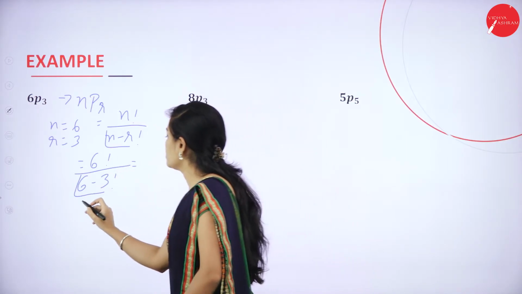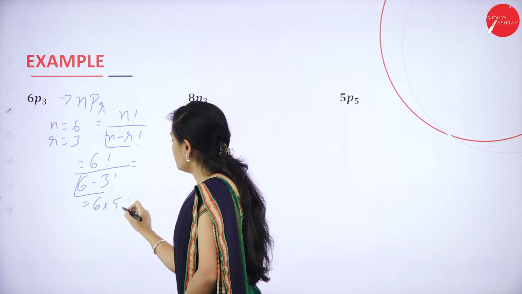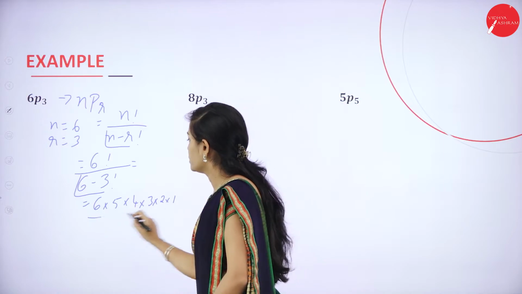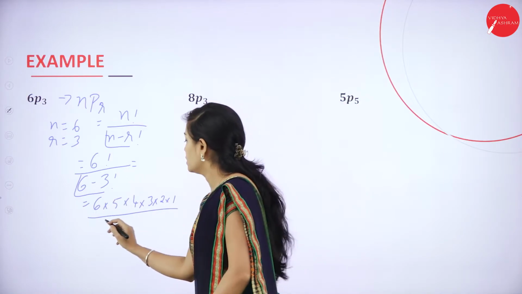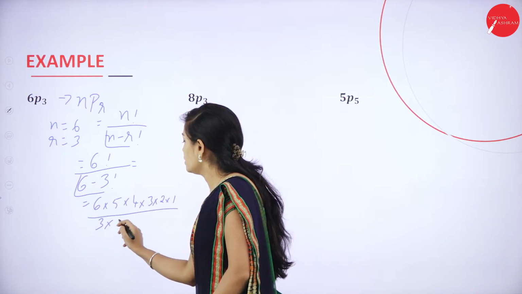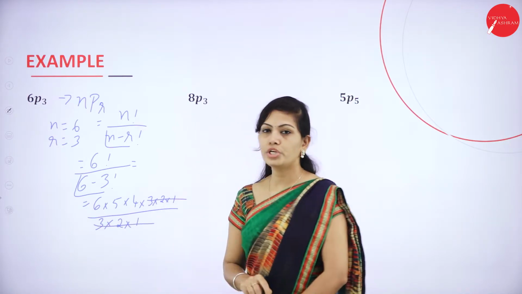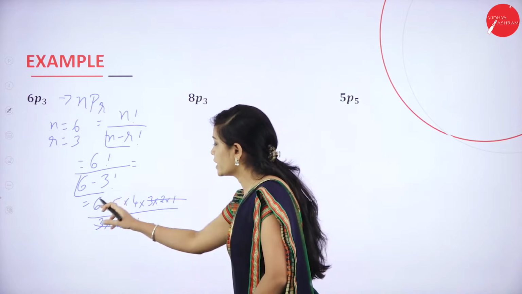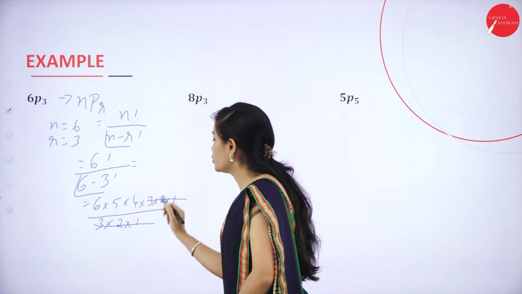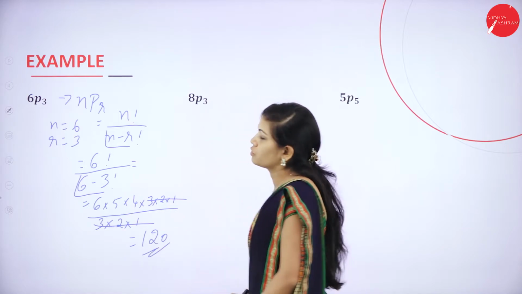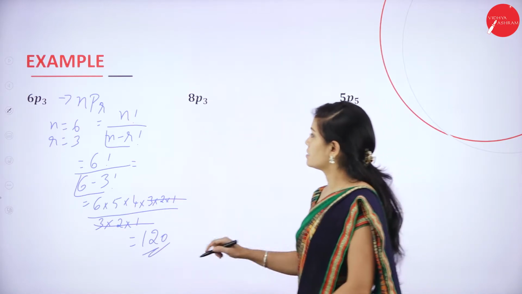So what is 6 factorial? 6 factorial means 6 into 5, 4, 3, 2, 1 divided by 6 minus 3, which is 3 factorial, that is 3 into 2 into 1. So 3 into 2 into 1 you can cancel. So 6 into 5 is 30, 30 into 4 is 120. So 120 is the final answer.